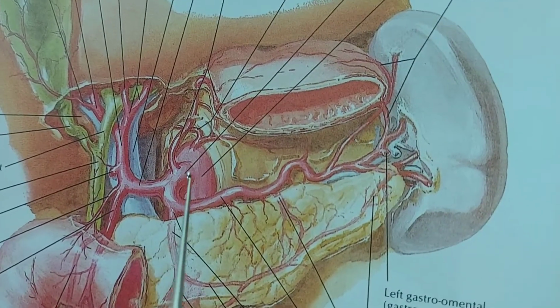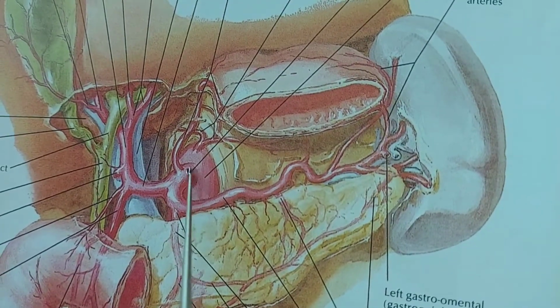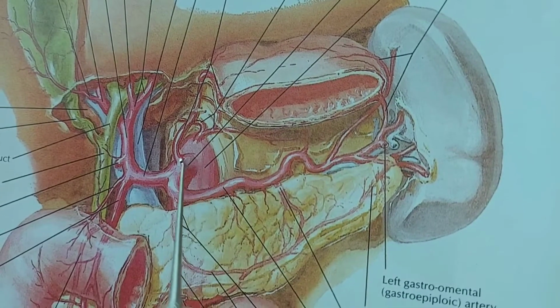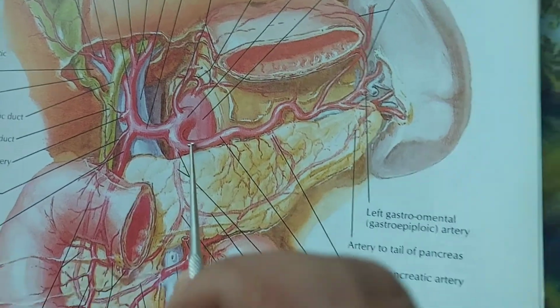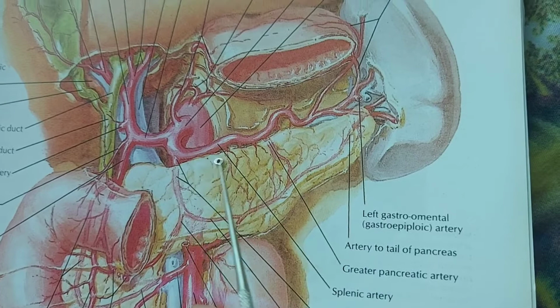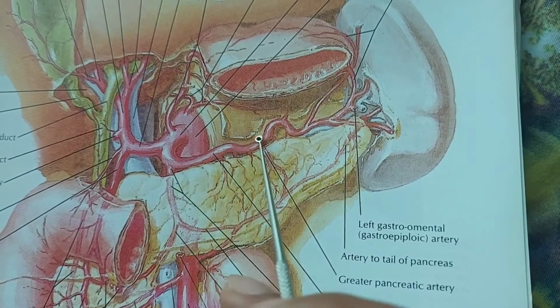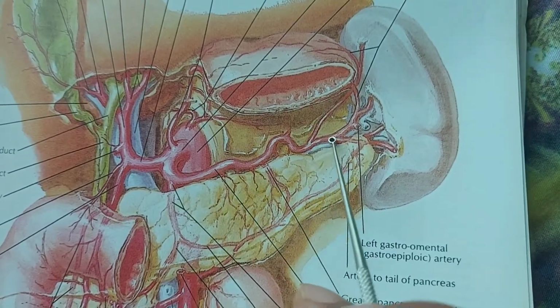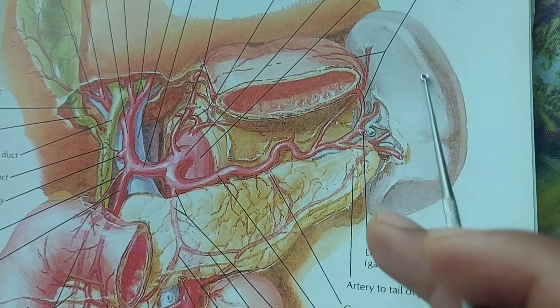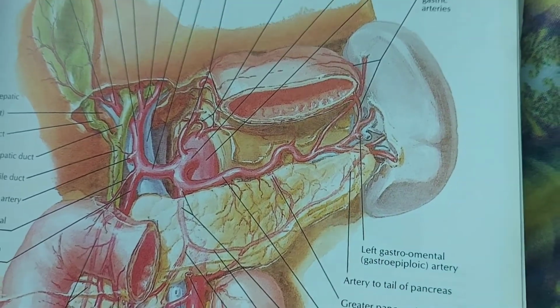Blood supply of the spleen. Here we see this is the abdominal aorta, and here is the celiac trunk. From this celiac trunk there is one branch that is known as the splenic artery, and it is tortuous in nature. This splenic artery enters into the spleen and supplies the spleen.